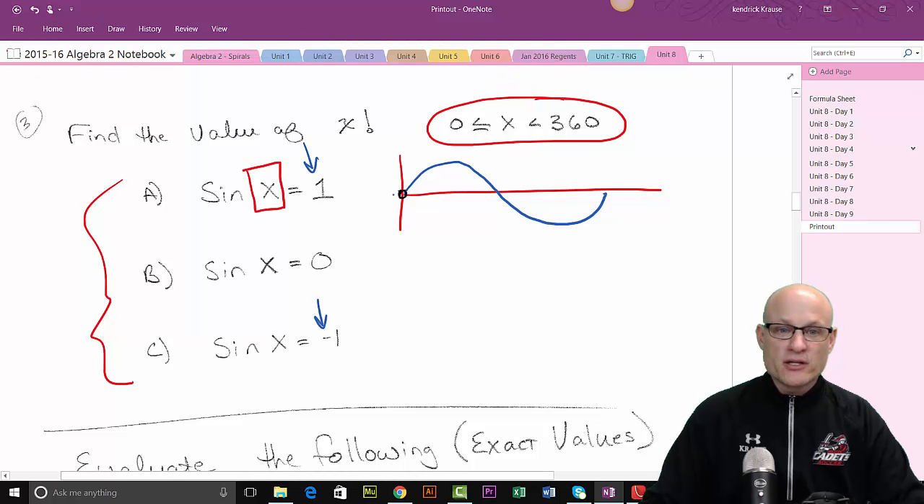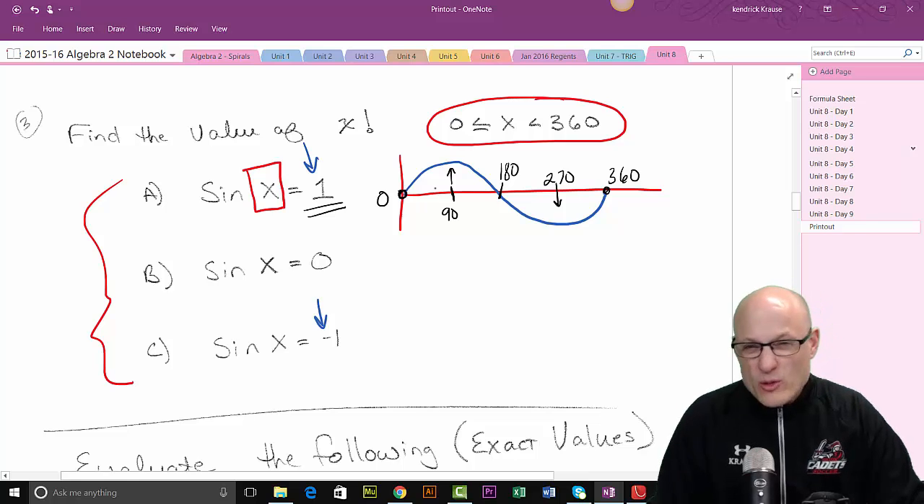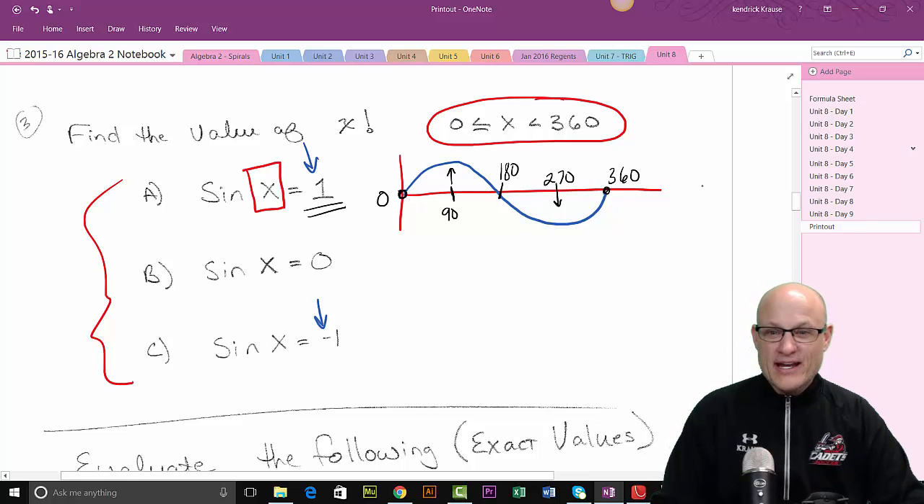This here is 0. This at the peak is 90 degrees. This in the middle is 180 degrees. This is 270 degrees. And this is 360 degrees. So the question is, when does it equal 1? Well, there's only one answer to that. That one answer is 90 degrees.